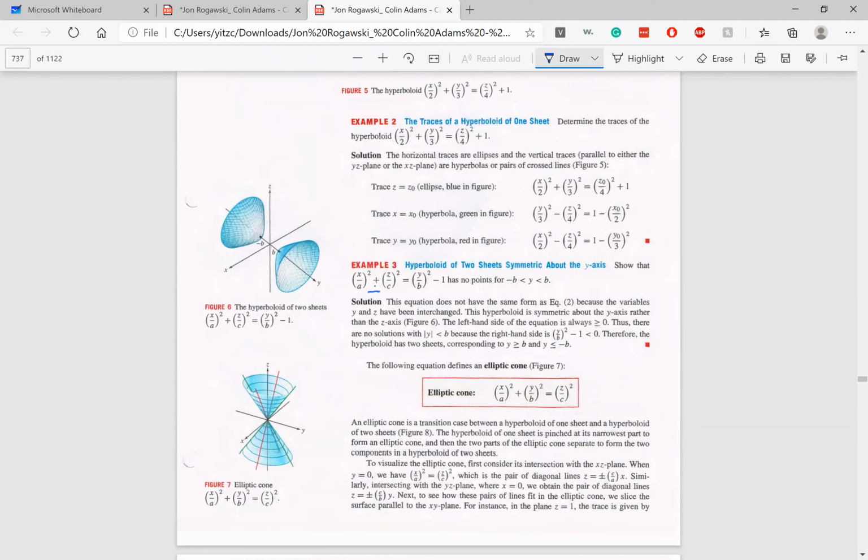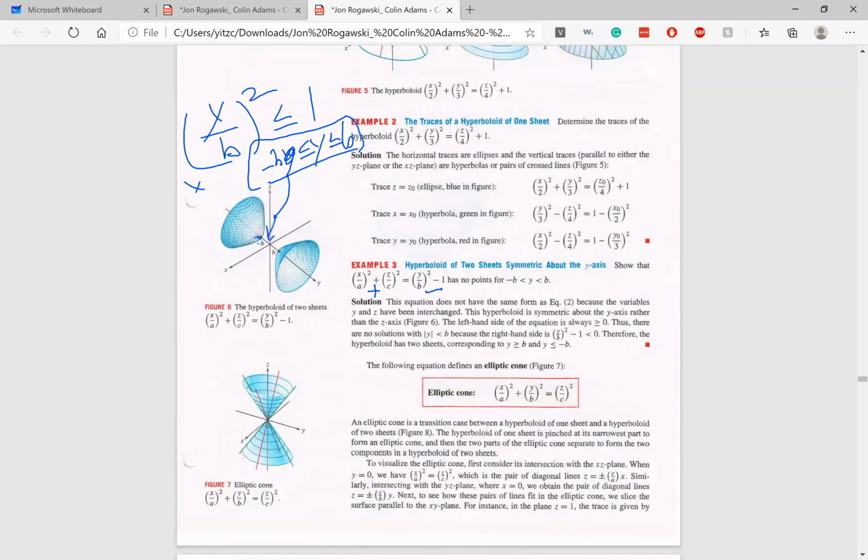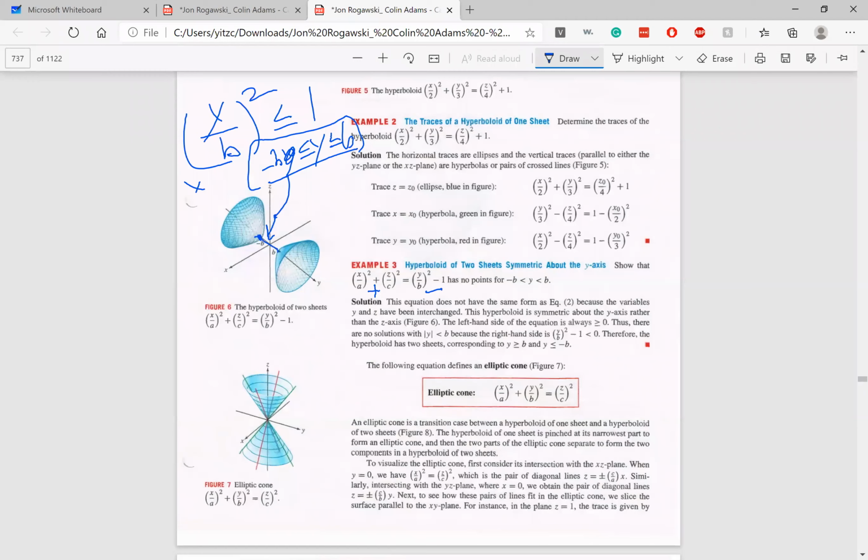This over here is positive, and this over here is negative. So we would want y over b squared to not be less than or equal to 1. We would not want this to happen, which means that between negative b and b, we do not have any solutions. And that's between here and here. Okay. That's what we just did.